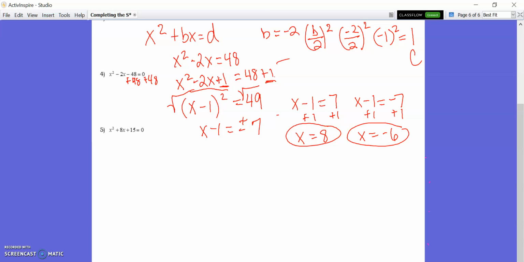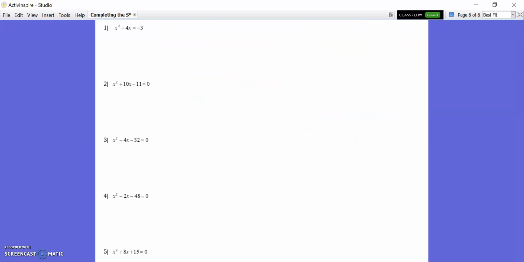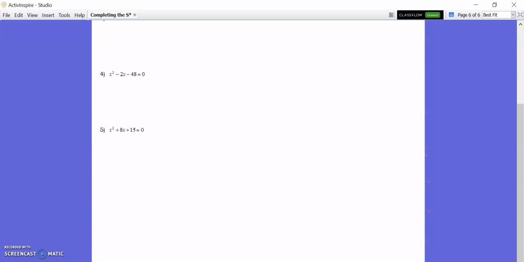We've got one more example to go. Again, if you need to go back and review any of the examples, take it slower, go right for it. Again, we need our equation in x squared plus bx equals d form. This one is not that case. So we're going to go ahead and subtract 15 on both sides. We're going to get x squared plus 8x equals -15.